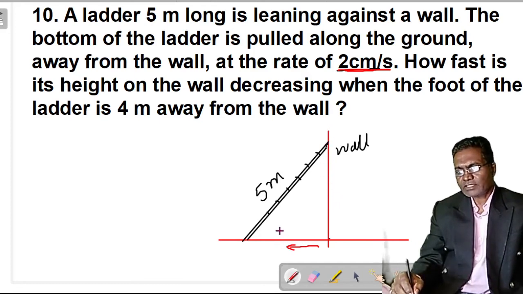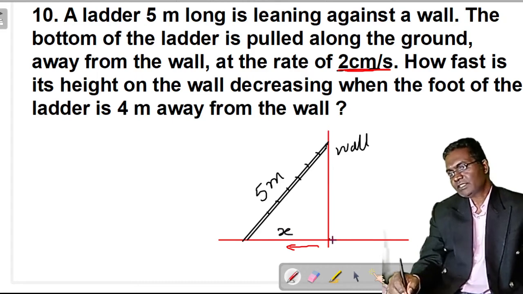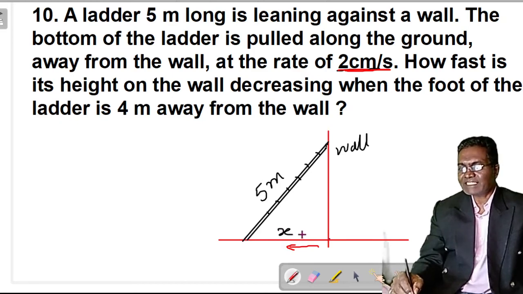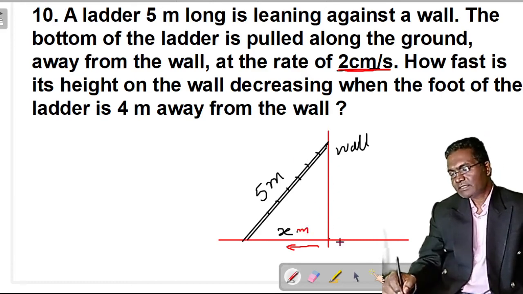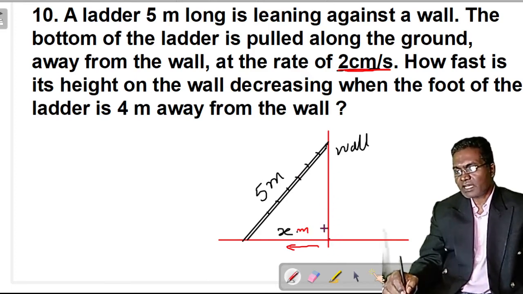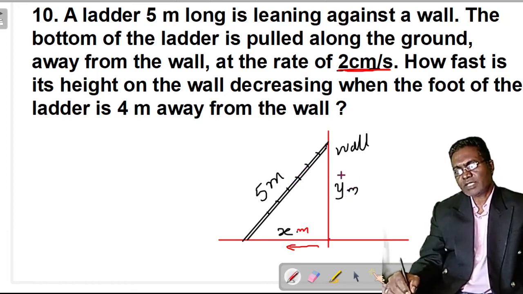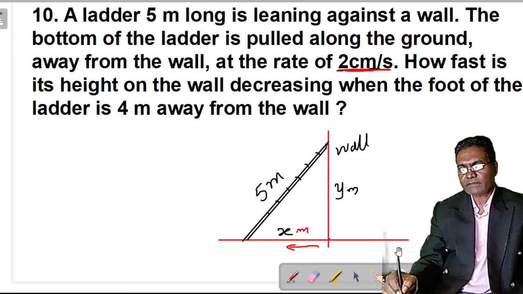Okay, so let us call that the distance between the foot of the ladder and the wall is x meter. Let us assume this is x meter, and the distance between the ground and the point on the wall where the top of the ladder touches the wall as y meter. Let us assume that this is your x and this is your y.